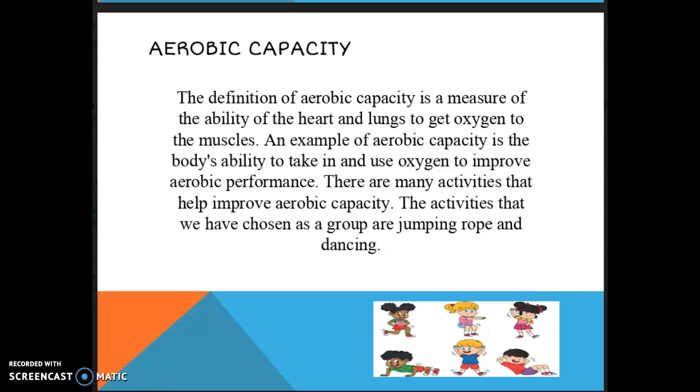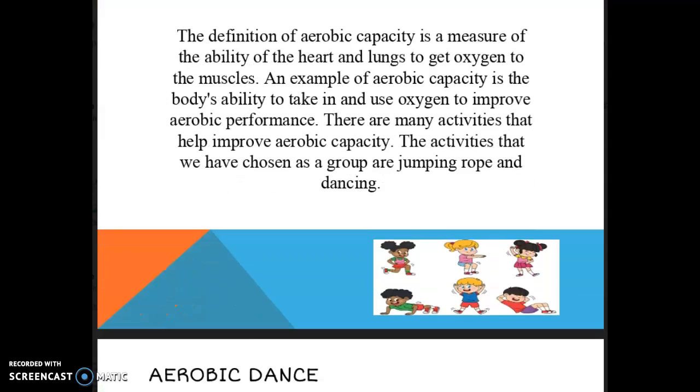Aerobic capacity. The definition of aerobic capacity is a measure of the ability of the heart and lungs to get oxygen to the muscles. An example of aerobic capacity is the body's ability to take in and use oxygen to improve aerobic performance. There are many activities that help improve aerobic capacity. The activities that we have chosen as a group are jumping rope and dancing.